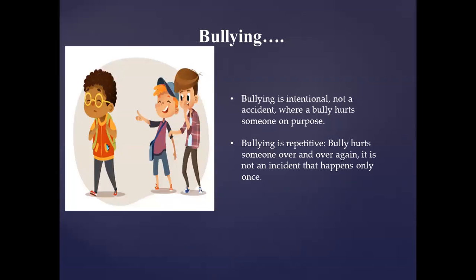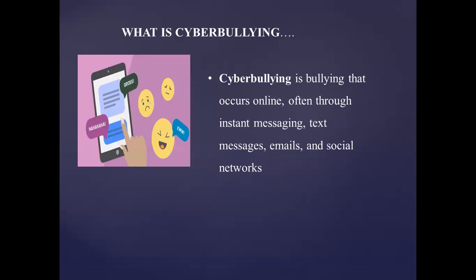So exactly what is bullying? Bullying is intentional, not an accident, where a bully hurts someone on purpose. Bullying is repetitive. The bully hurts someone over and over again. It is not an incident that happens only once.